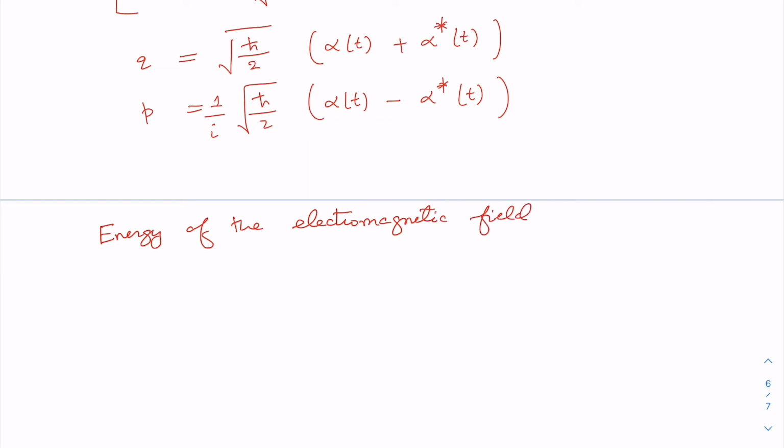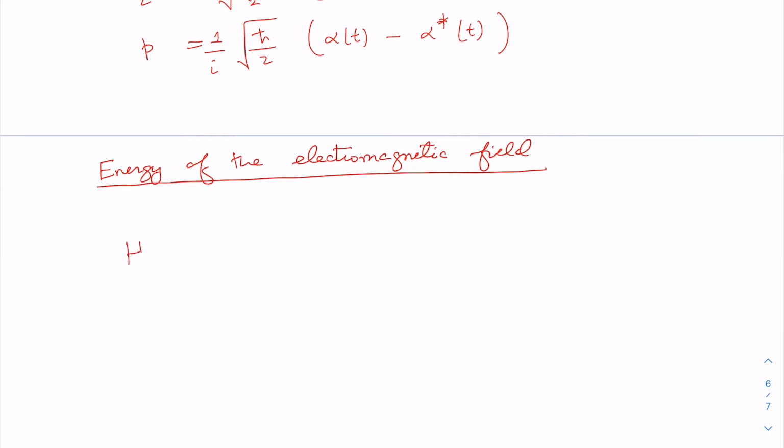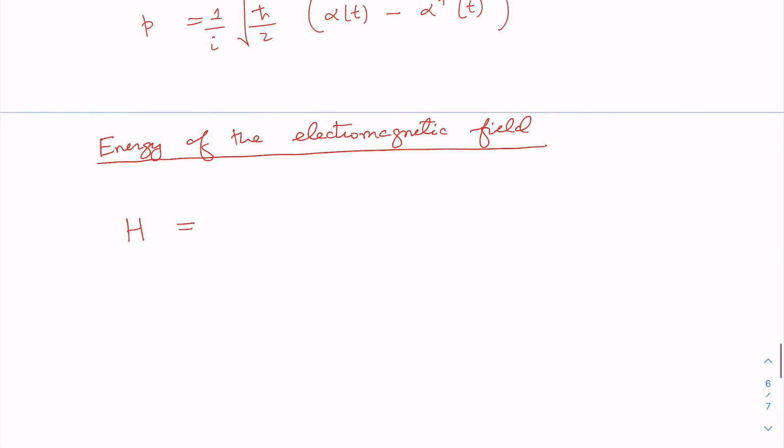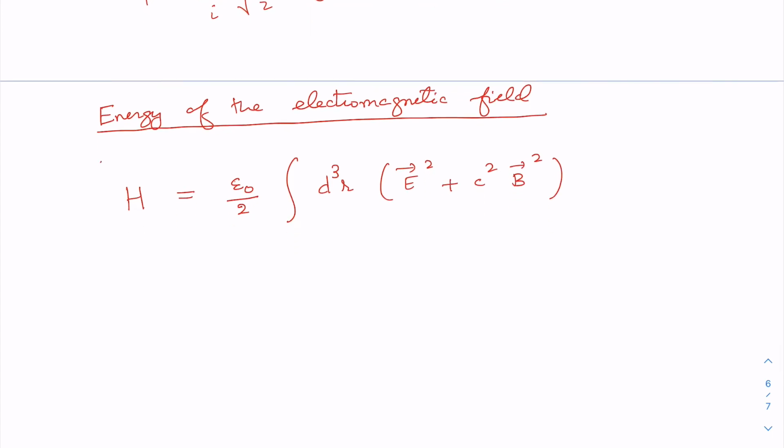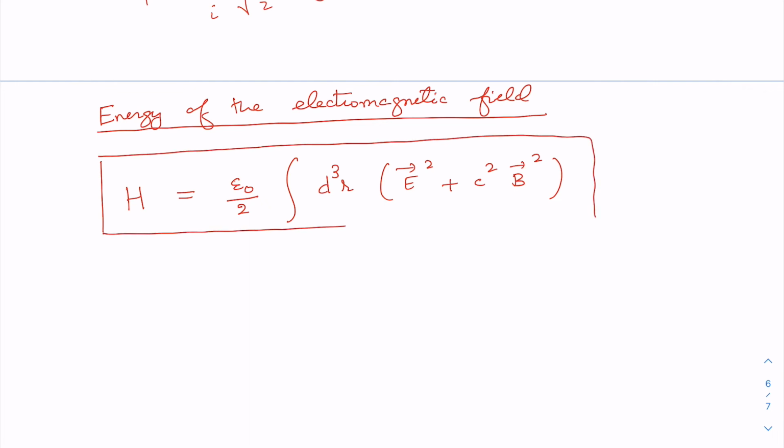So from classical electromagnetism or electrodynamics, you know that the energy, which I am going to represent by H, because that's basically the Hamiltonian, would be epsilon 0 by 2 times the volume integral d^3r of E^2 plus c^2 B^2. This I am sure all of you know from classical electromagnetism. You can look at Griffiths' Electrodynamics or any classical electrodynamics text to get this expression.